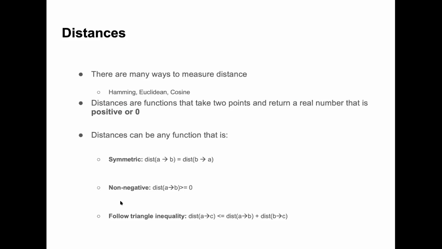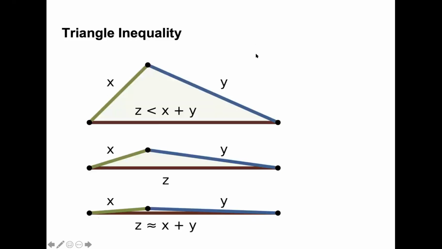The triangle inequality just says that the distance from a point A to a point C is less than or equal to the distance from A to B and B to C. So if you think about it, you could always go from A to C by going from A to B and then going from B to C. So the actual distance can't be any longer than that path. So that's what the triangle inequality is saying.